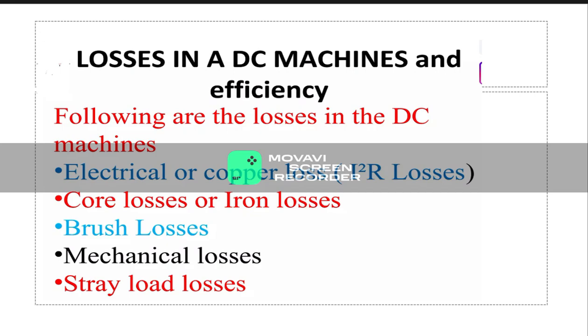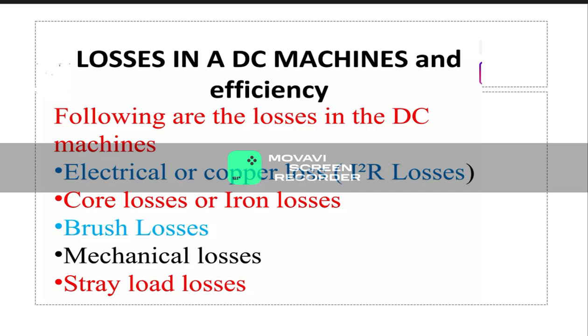They do not depend on the load conditions. Iron losses, mechanical losses and shunt field losses come under this constant loss category. Variable losses are those which vary depending upon the load conditions. There are different types of variable losses, especially copper loss in armature winding and copper loss in series field winding. So we can classify total losses as the combination of constant losses and variable losses. We can study each one in detail.